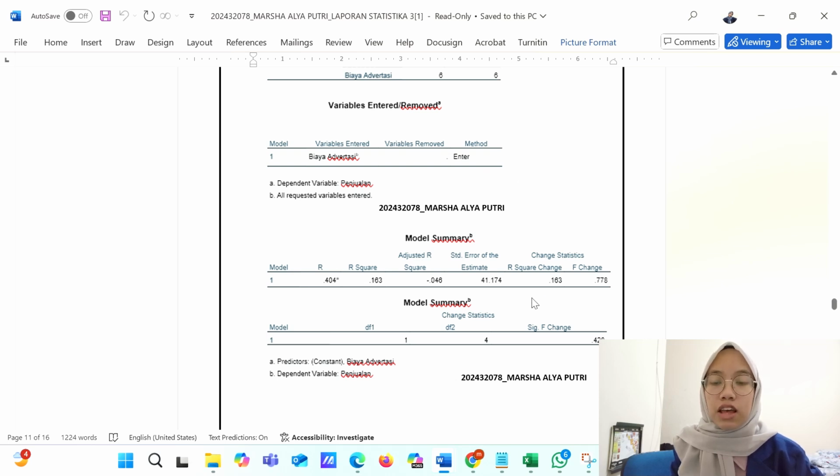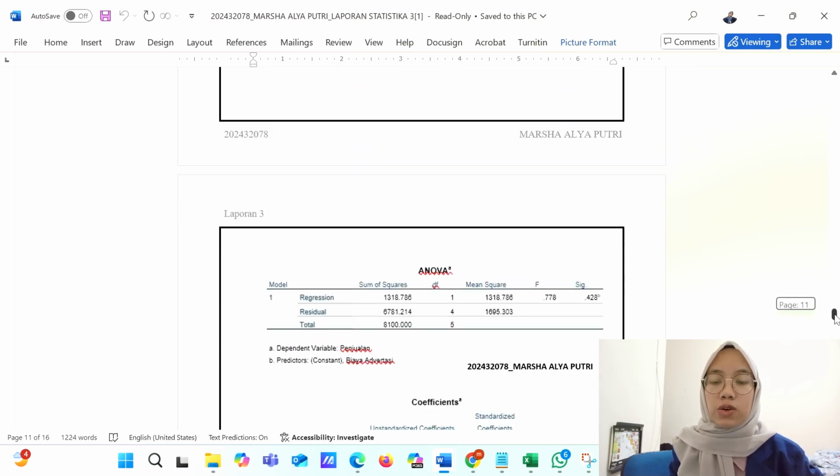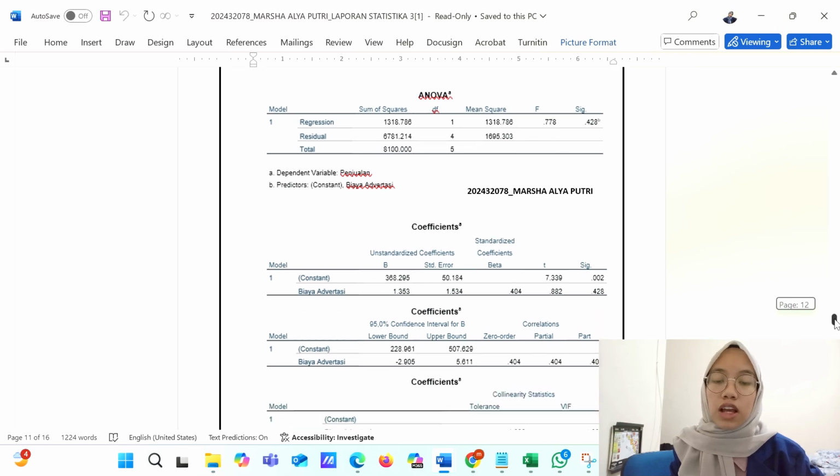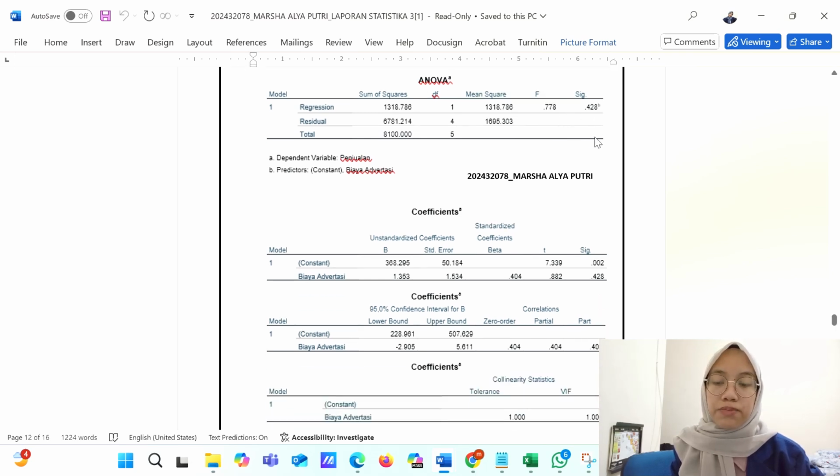Next, in this table we know R squared equals 0.163, meaning that only 16.3% of the variation in sales is explained by the variation in advertising cost. Significant F equals 0.428, more than 0.05. That means the regression model is not significant.